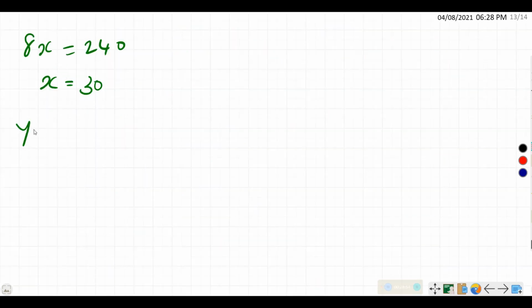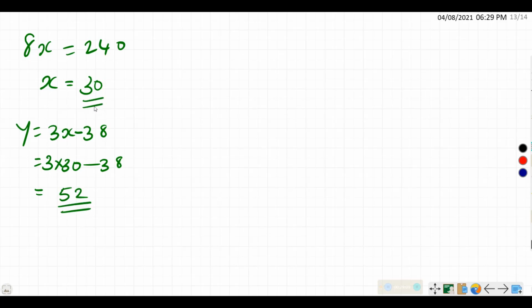Okay, y can be calculated from the equation 3x minus 38. We'll substitute the value of x over there, and 90 minus 38 is equal to 52. So we got x and y both. X is son's age, which is 30. Father's age is y, which is equal to 52. So you got the answer, and that is what is asked.